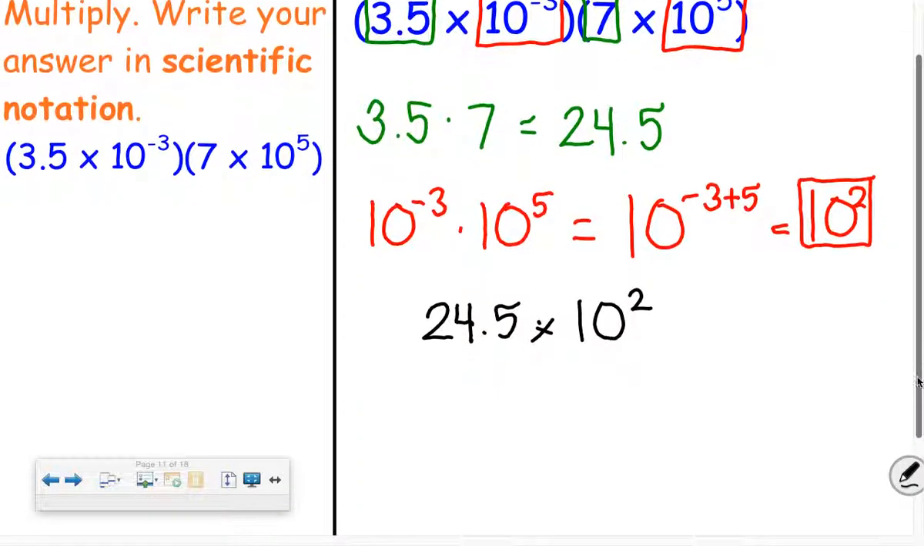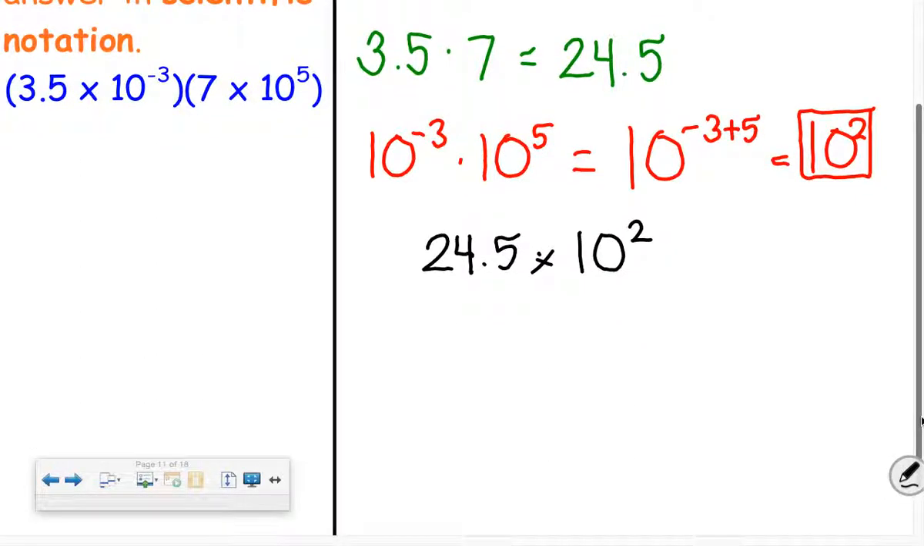Now this answer is not between 1 and 9.9, so I have to keep going. So I'm going to put it into standard form. I'm going to look at my exponent, which is positive 2, meaning my number is big. And if my number needs to be big, I need to move it 2 to the right. So now I have 2,450.